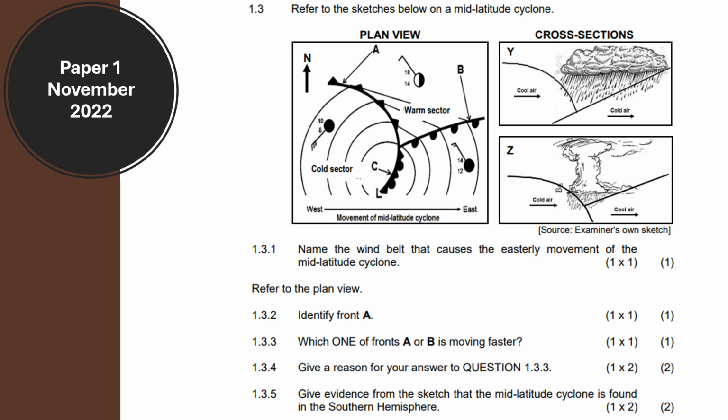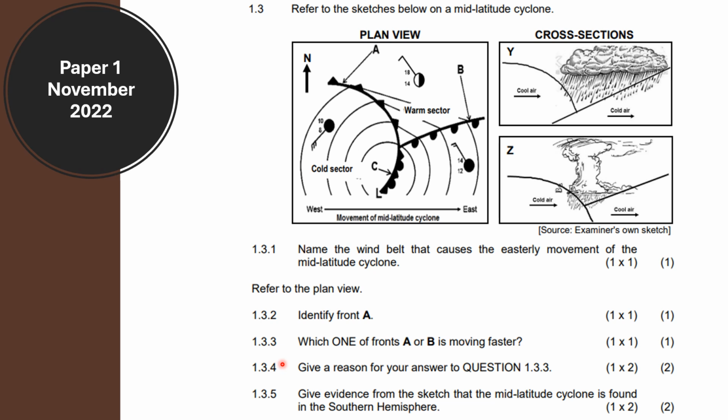Questions from Paper 1 of November 2022, question 1.3.1 says to name the wind belt that causes the easterly movement of the mid-latitude cyclone, and that answer would be the westerly winds that drive the cyclone eastwards. It says to refer to the plan view. It says to identify front A. Front A is a cold front.